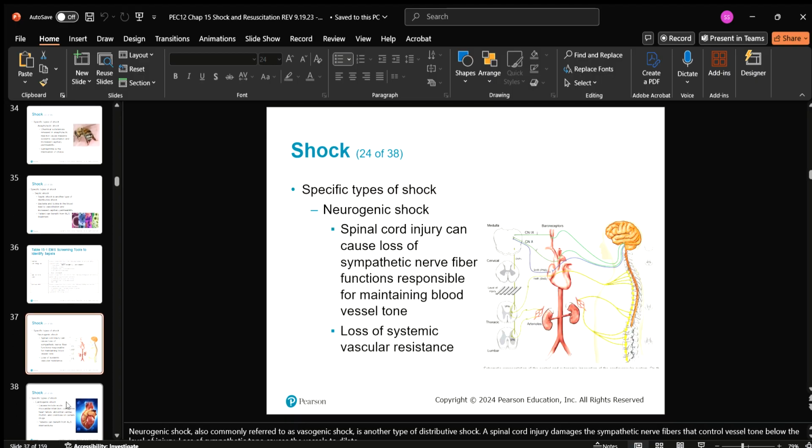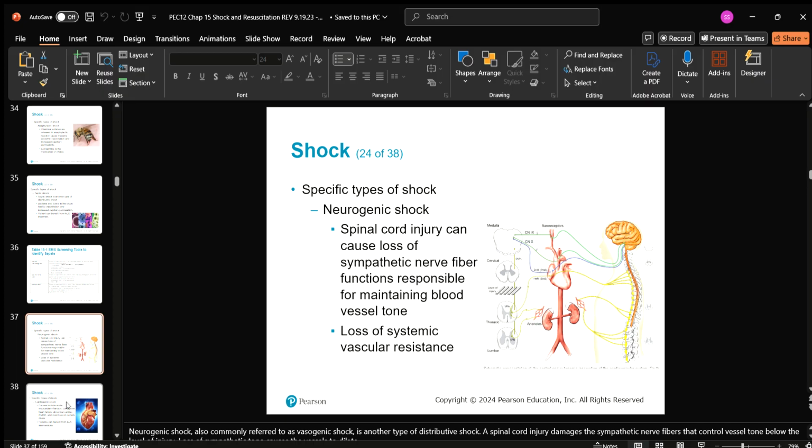All right, here is a very specific type of shock, and we need to pay close attention to this because you're probably going to have a test question specifically on this. So, someone that is, let's say they're in a car accident and they sever their spinal column. So they have an injury to the spinal cord. That can affect their ability to maintain vessel tone. So they get widespread vasodilation.